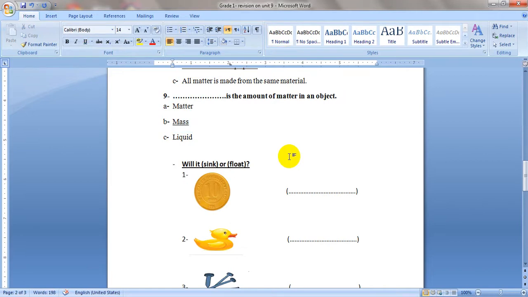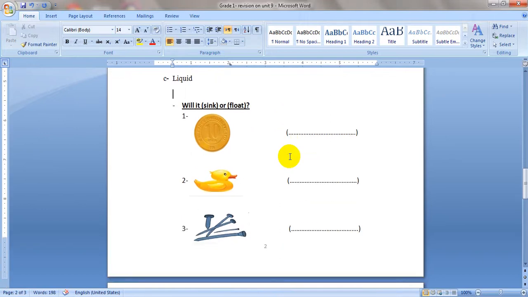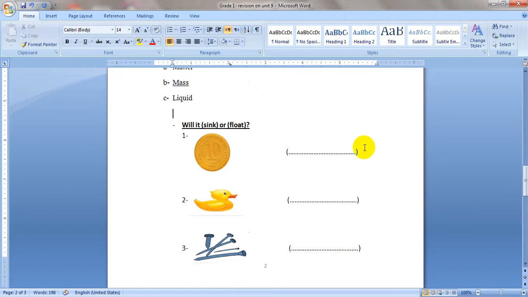Now we have another question. Do you remember the properties of matter which we already studied? We said one of these properties of matter is that it could sink or float. Some objects sink and some others float. Here we need to write, will it sink or float? Here, the coin. Do you think a coin will sink, get down in water, or float? What will happen to this coin? It will sink. So a coin will sink in water.